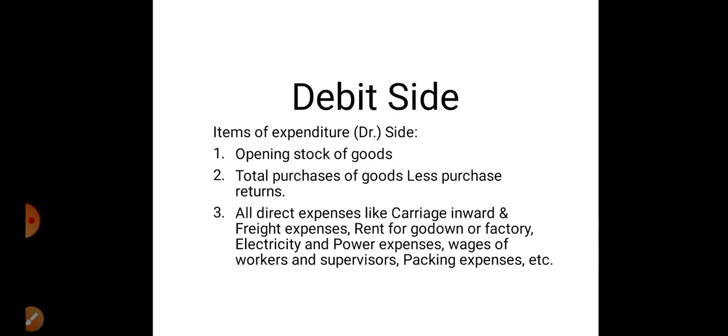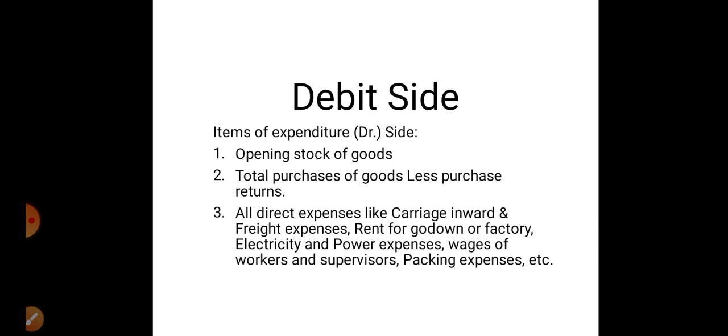Now the items of the debit side are, first, opening stock of goods. Opening stock means the stock which is left at the end of the previous year, which means the goods remaining unsold in the last year become the opening stock for the next year. Next, total purchases of goods less purchase return. It means we will write the net purchases here.